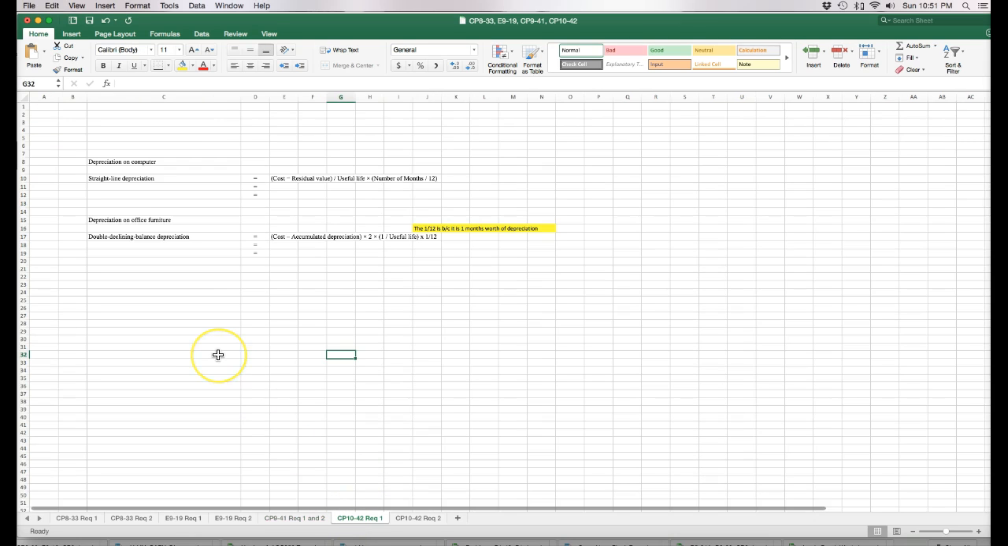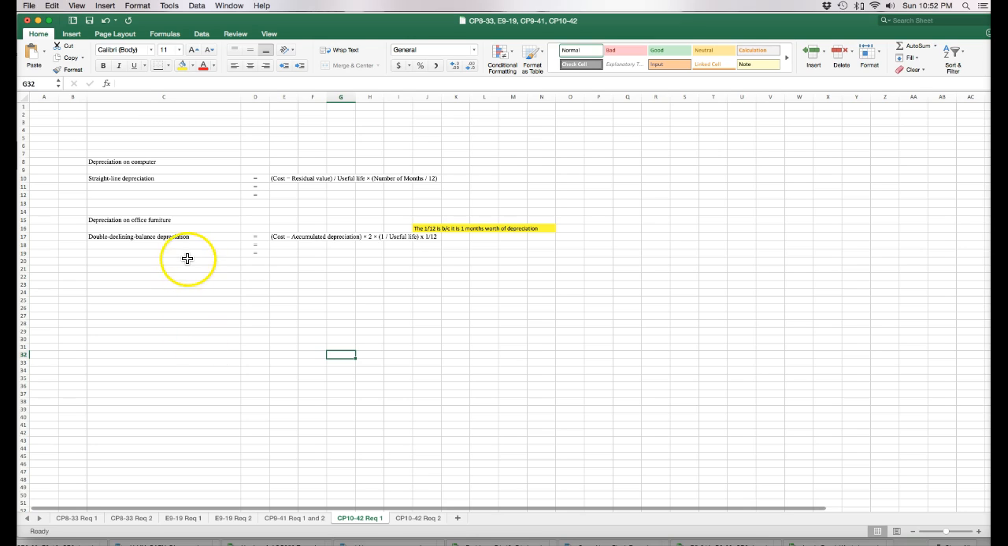Then the final problem is a depreciation problem. And this is fairly straightforward. We're going to be doing 2 different methods, the straight line depreciation and the double declining balance depreciation. So we're being given the fact that we have purchased 2 particular items, a computer and an office furniture, on December 3rd and 4th of 2014. They're expected to last 5 years, that's their useful life, and both assets have a residual value of $0, meaning that at the end of that useful life, we don't expect that there would be any residual value left.